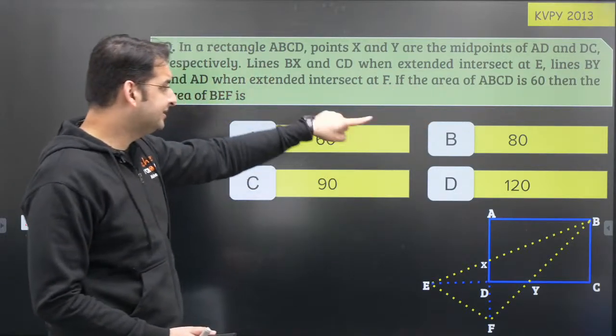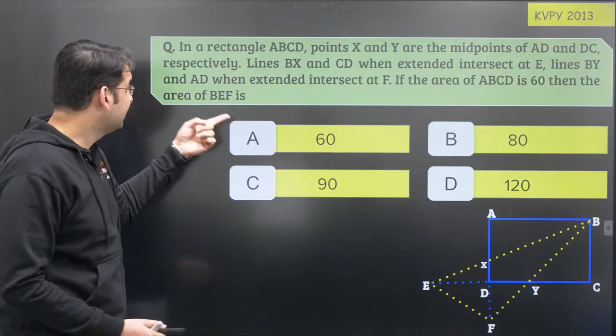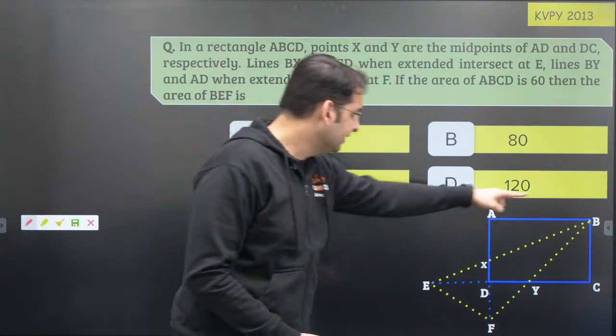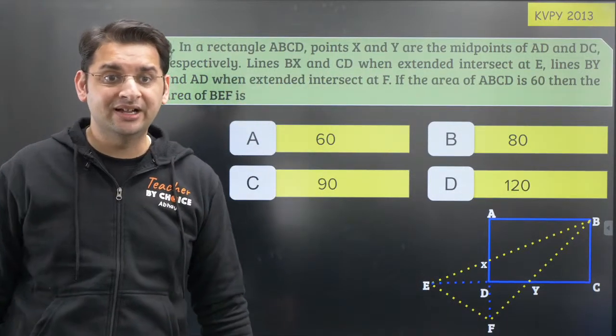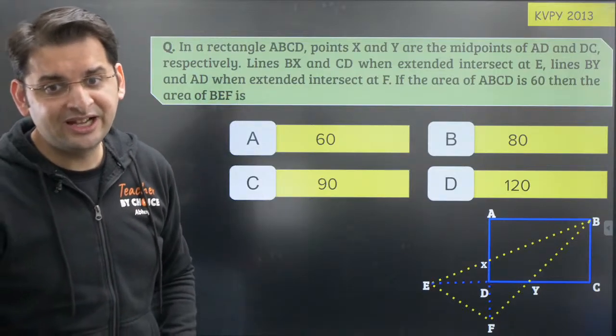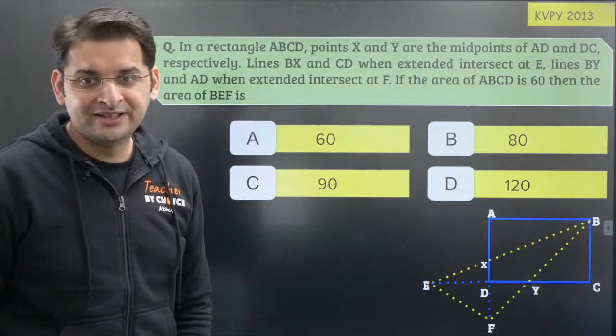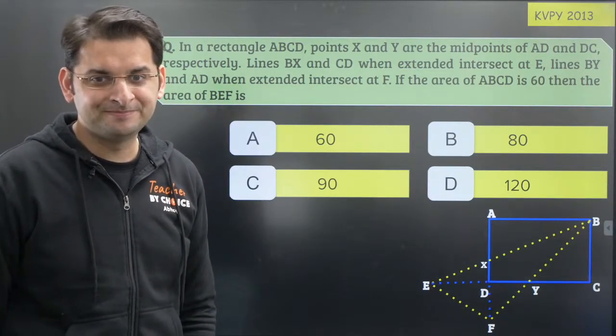Area of rectangle ABCD is 60. Then the area of triangle BEF is what? So okay, we have to find the area of this big triangle, what will the answer be? Divyansh is saying D. Divyansh is saying D.